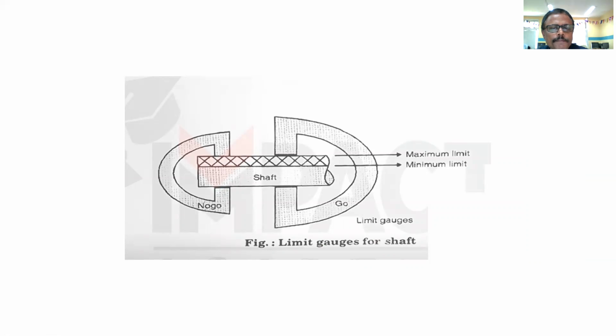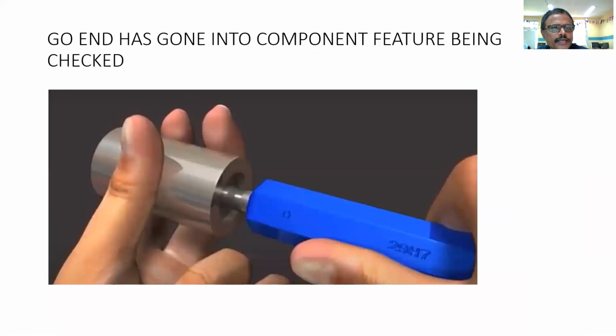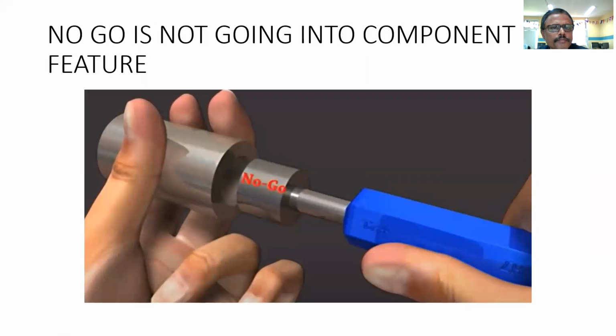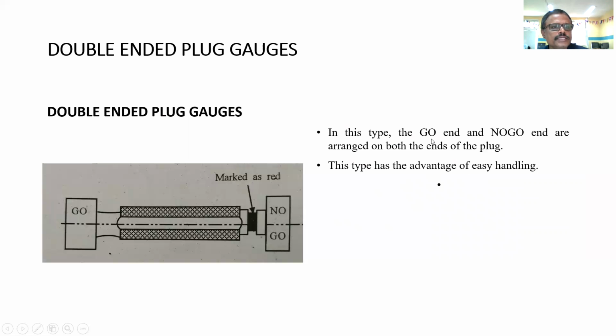So to summarize the plug gauges, how many types of plug gauges are there? In plug gauges, there are basically three types. One is a double-ended plug gauge here. Double-ended means go is here, no go is here. Go and no go ends are arranged on both the ends of the plug. Go is arranged here and no go is arranged here.